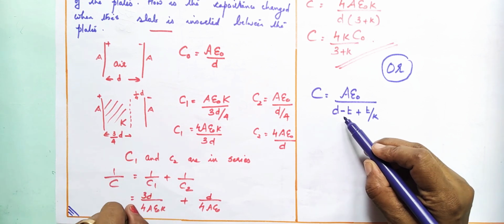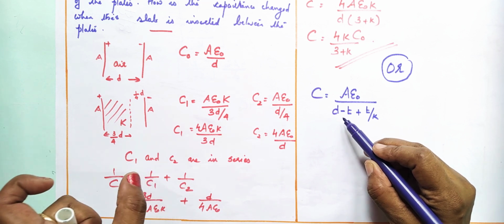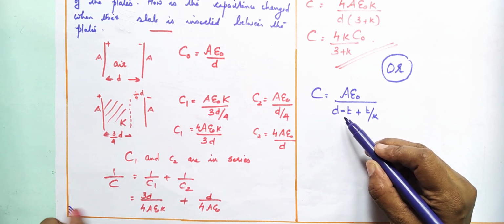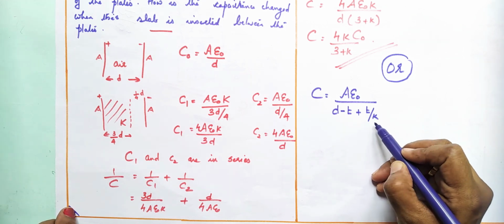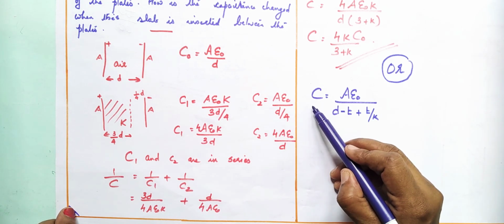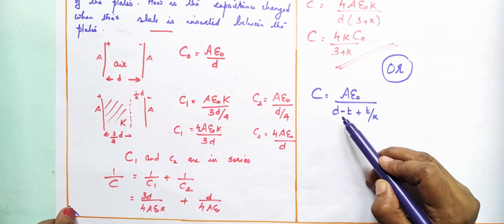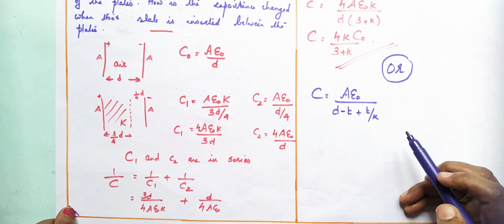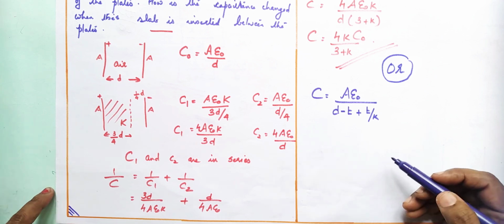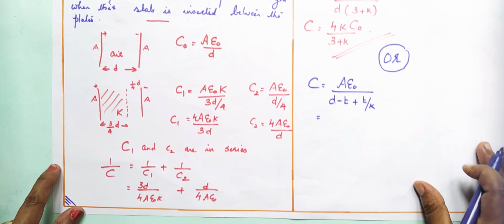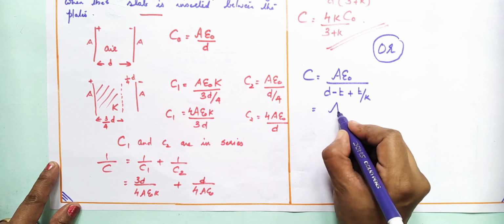D represents the separation. So if the separation is not completely filled with the dielectric material, and only thickness T is filled with the dielectric material of dielectric constant K, capacitance is directly given by the formula A epsilon 0 divided by D minus T plus T by K. Learn the formula by heart. Using the formula directly we can find it out. That is also an easy method.